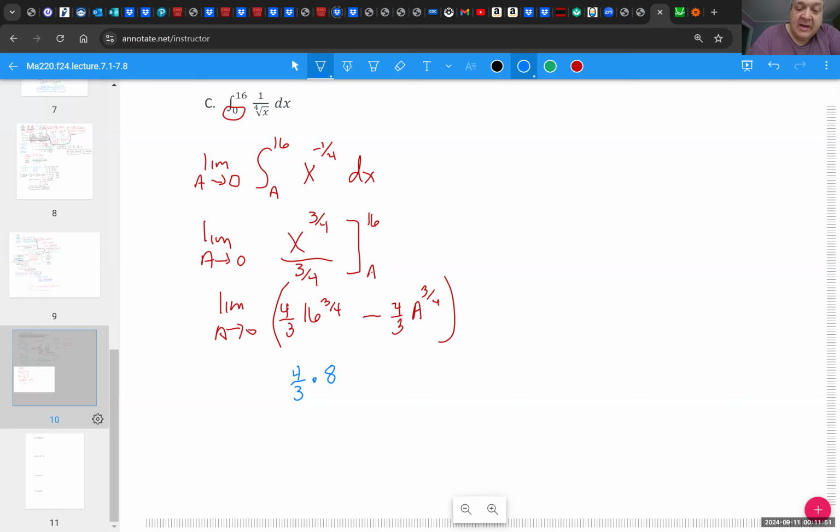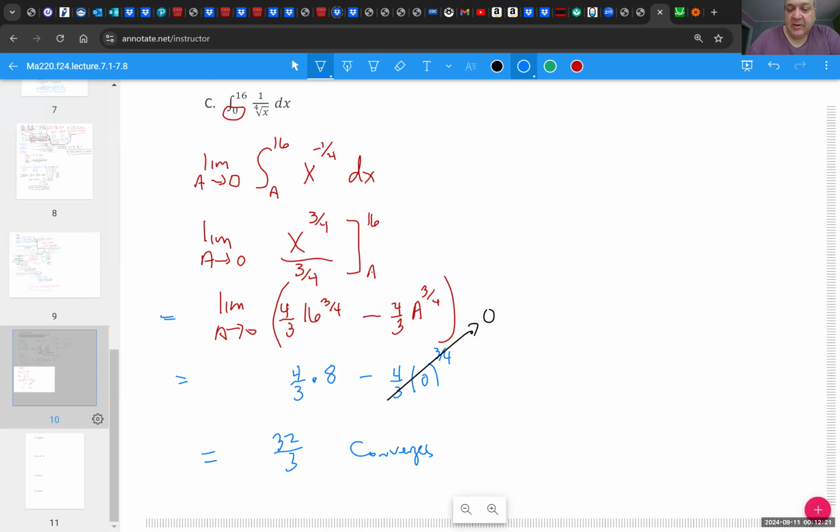Over here, I have 4/3, and this thing is going to be 0, because I'm going to be plugging in 0 to the 3/4 power. 0 to the 3/4 power is 0. So all of this stuff right here goes to 0. So my answer is going to be 4/3 times 8, which is 32/3, and we say it converges.